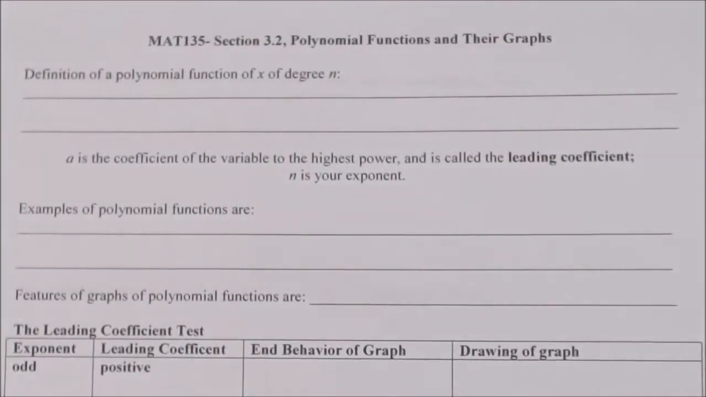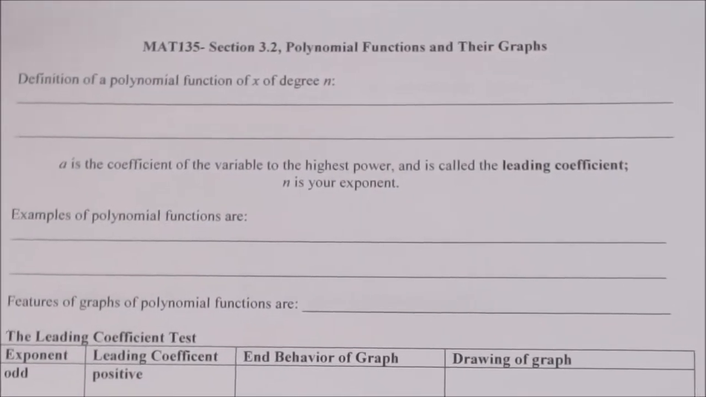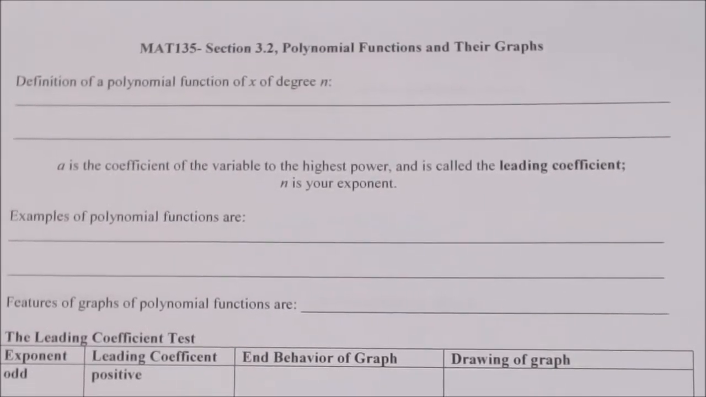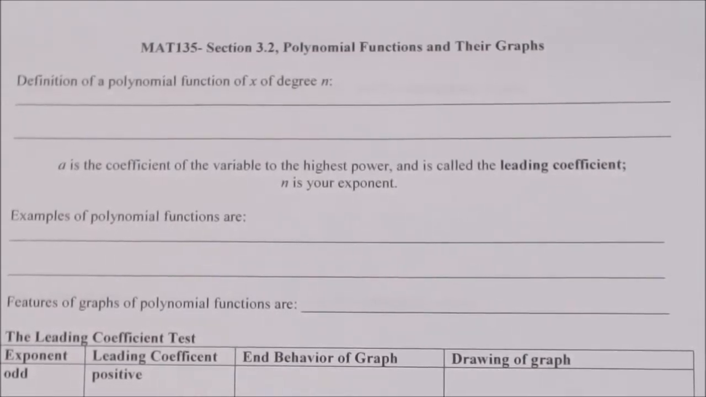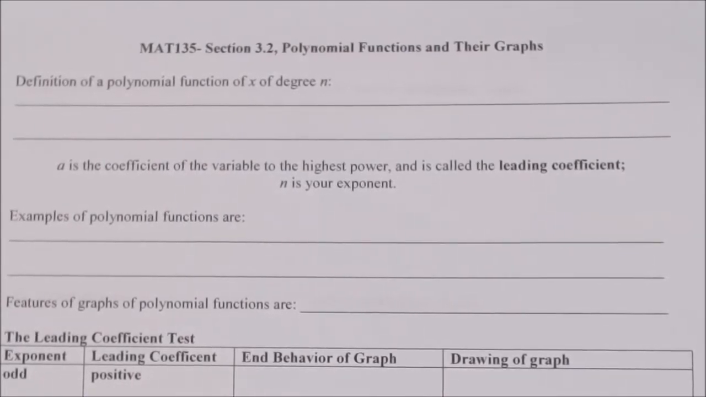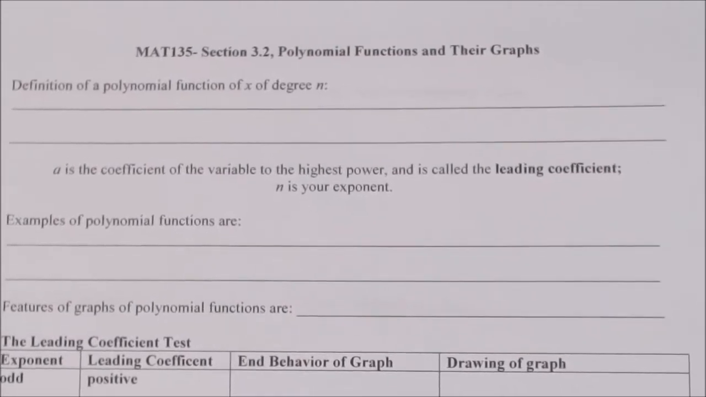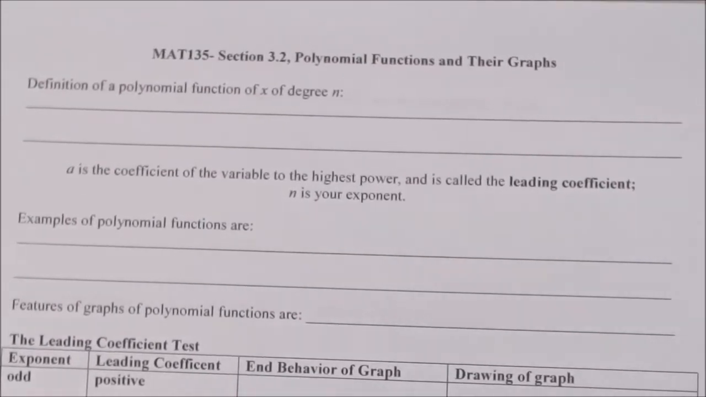Okay, let's take a look at section 3.2. And section 3.2 gets into another type of function called polynomial functions. We did quadratics in the last section, and quadratics are actually a certain type of polynomial function with degree 2 because the highest power is 2. That's x squared, which is what we dealt with in quadratics. But this time we're going to look at polynomials that have higher degree than just 2.